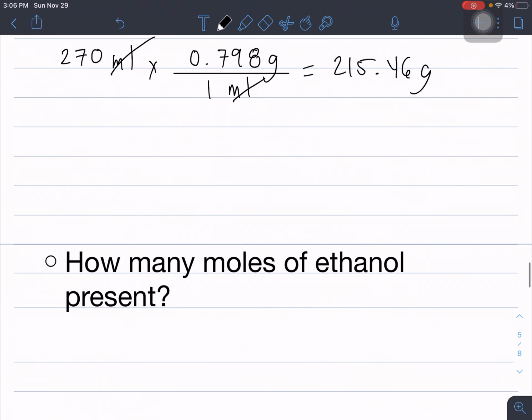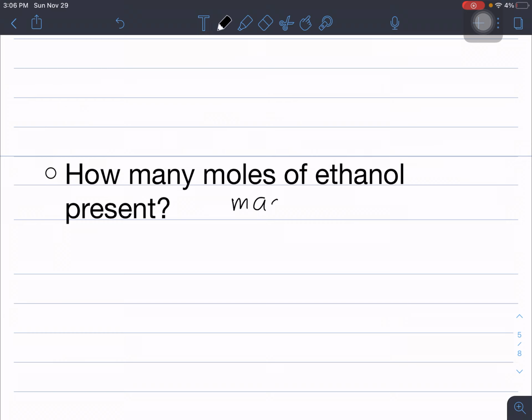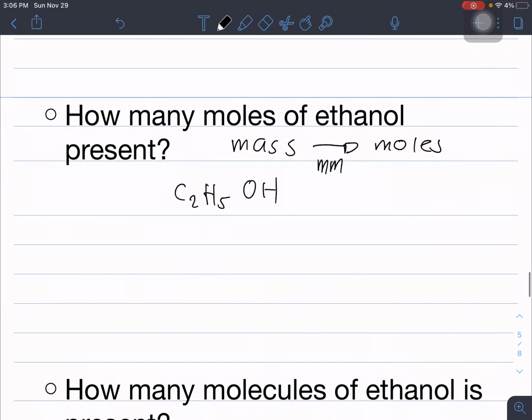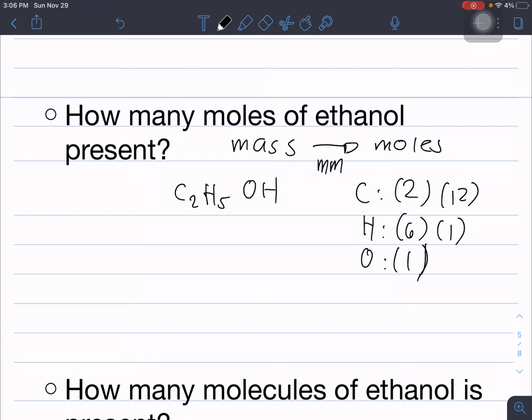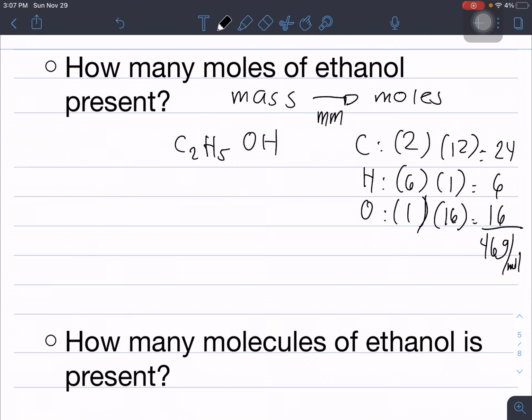Okay, so how many moles of ethanol is present? So, mass to moles, so we will be needing the molar mass. Ethanol is C2H5OH. So there are 2 atoms of carbon. Hydrogen has 5 plus 1 is 6, and oxygen has only 1. Checking your periodic table, carbon is 12, hydrogen is 1, and oxygen is 16. So those are the mass numbers based on the periodic table. So 2 times 12 is 24, 6 times 1 is 6, and 1 times 16 is 16. So this will give us 46 grams per mole.